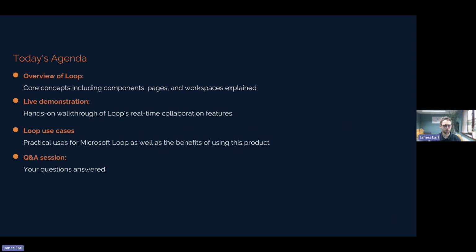Then we're going to move into a live demonstration where I'll give you some examples of how those different concepts work together and how you can use them to collaborate with colleagues. Then we'll come back to the presentation and look at some practical use cases for Microsoft Loop and try to understand the benefits and why you should be using it. And we'll end with a short Q&A.